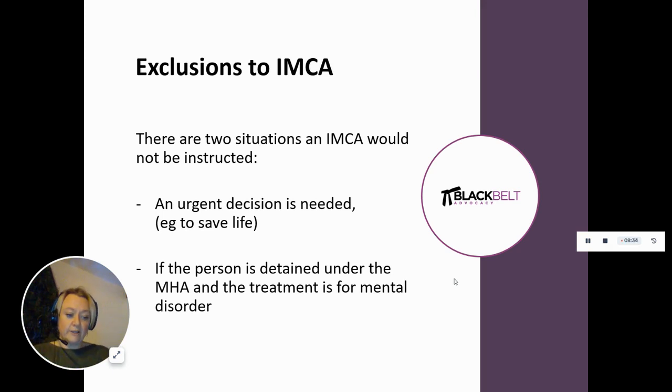And then there's the legality of it: if the treatment is being authorised under the Mental Health Act, then you wouldn't have an IMCA. But you would, of course, have an IMHA. So the person would still be entitled to advocacy.